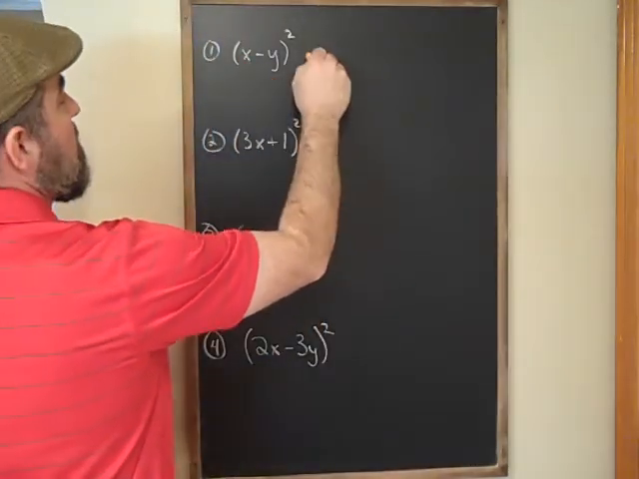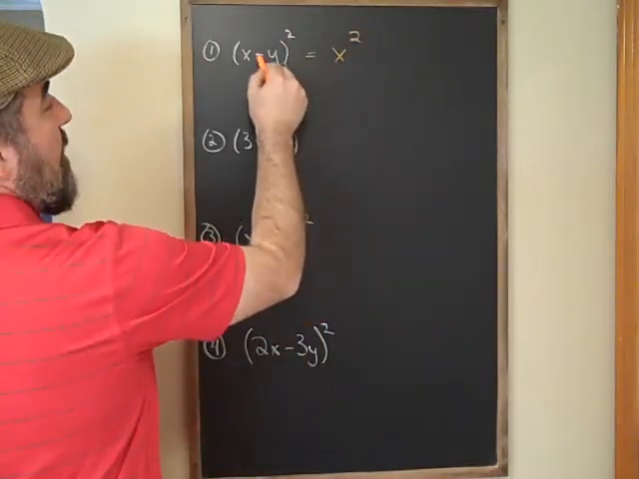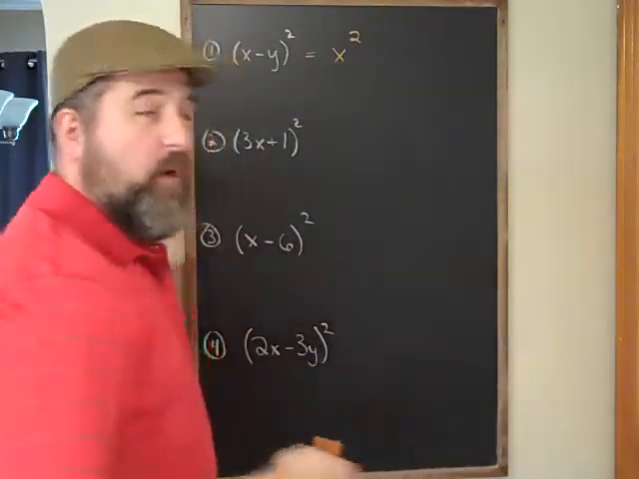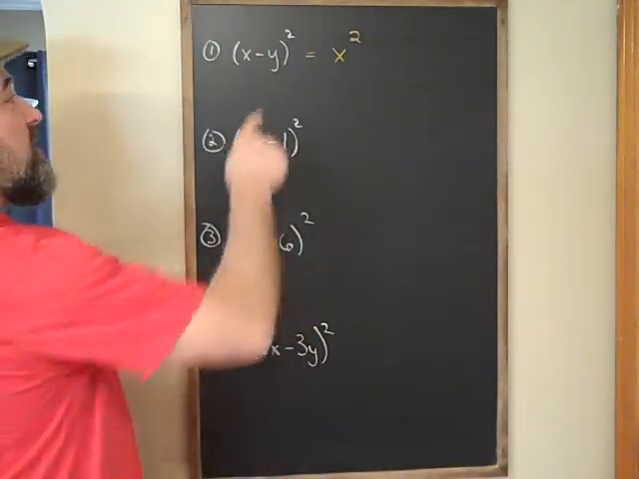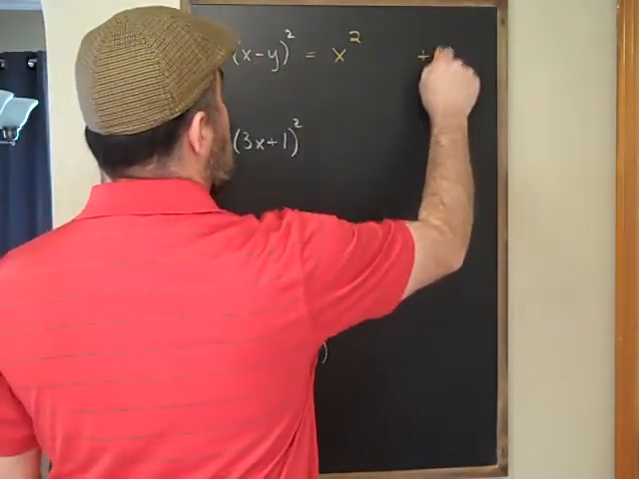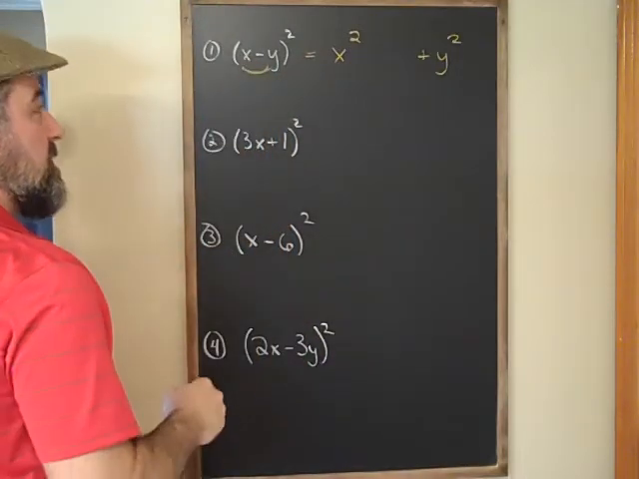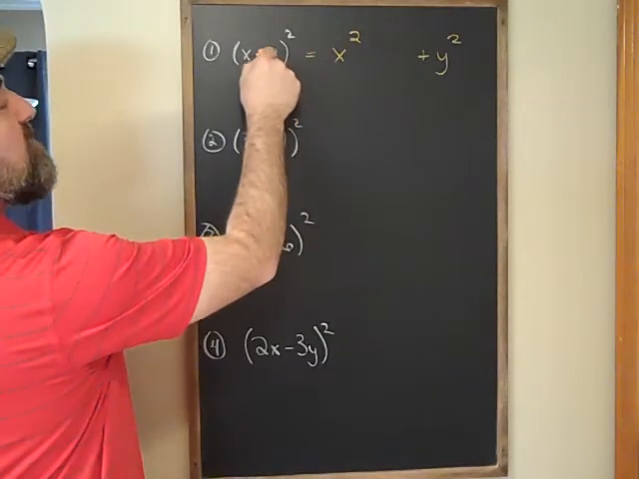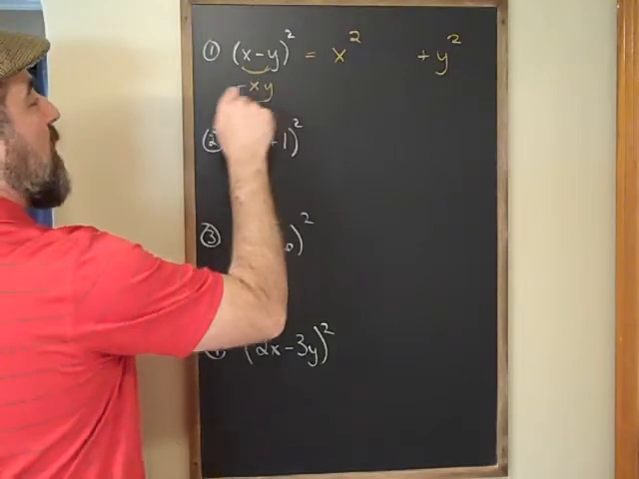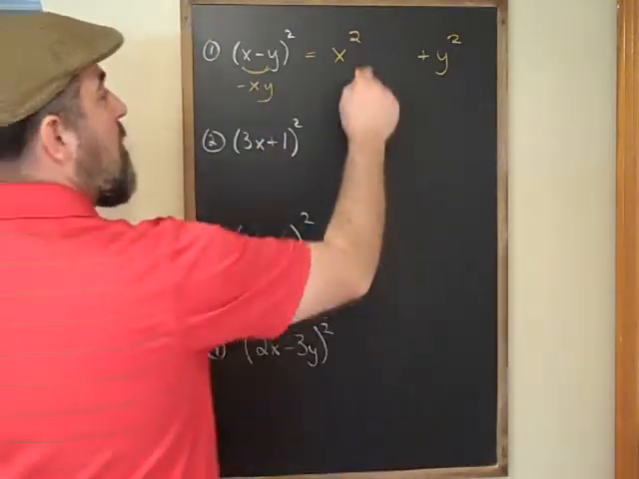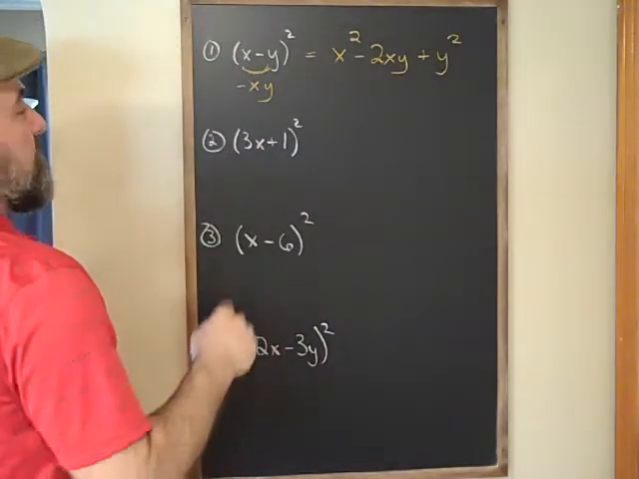So square our first term. You're going to square that x, you'll get x squared. We're going to square negative y. When you square negative y, you take negative y times negative y, and we know a negative times a negative is a positive. So we're going to get positive y squared, and then we're going to multiply those two terms and double. Now be careful, that's not a y, that's a negative y. If you take x times negative y, you get negative xy. If you double negative xy, you get minus 2xy. There we go.